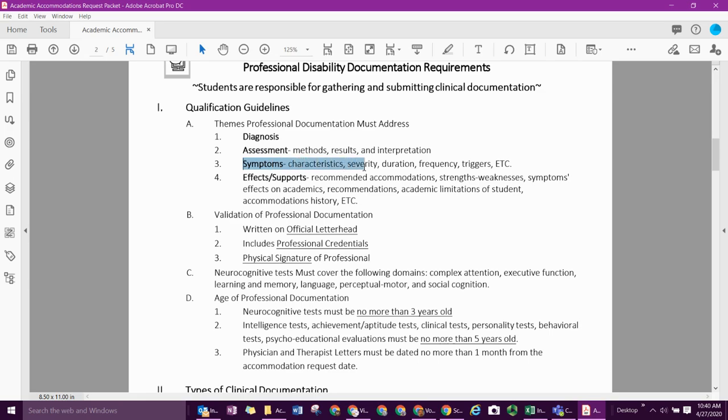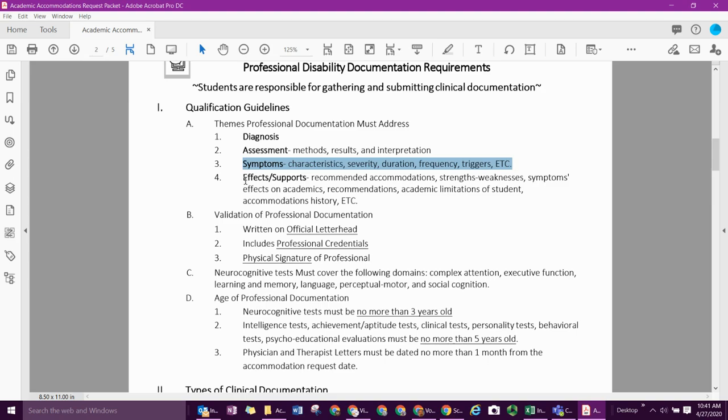What are the characteristics, the severity, the duration, the frequency, the triggers, etc.? The more we can understand about the symptoms, the better, because these are actually the components that we're looking at accommodating. So the more detail we have, the more understanding we have, the more measures we have about them, the more effective the accommodations can be.